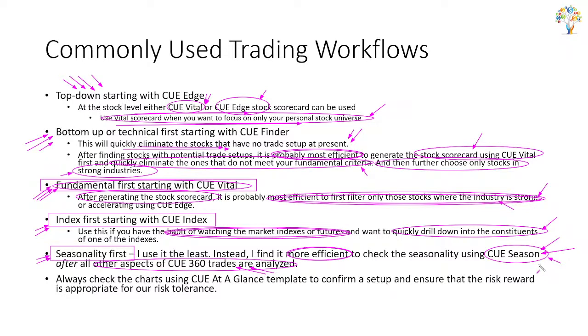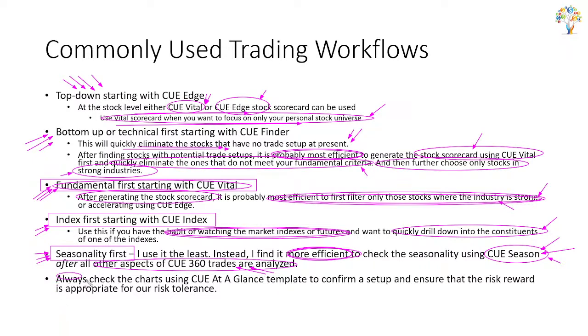It is nice to have bullish seasonality, but if it does not have that, if it has neutral or even bearish seasonality, that's not going to stop me from taking the trade. See, it's one aspect that is nice to have for me, and I find it more efficient not to run a seasonality-first workflow, which will lead to a lot of trades being missed, but I check seasonality at the end.